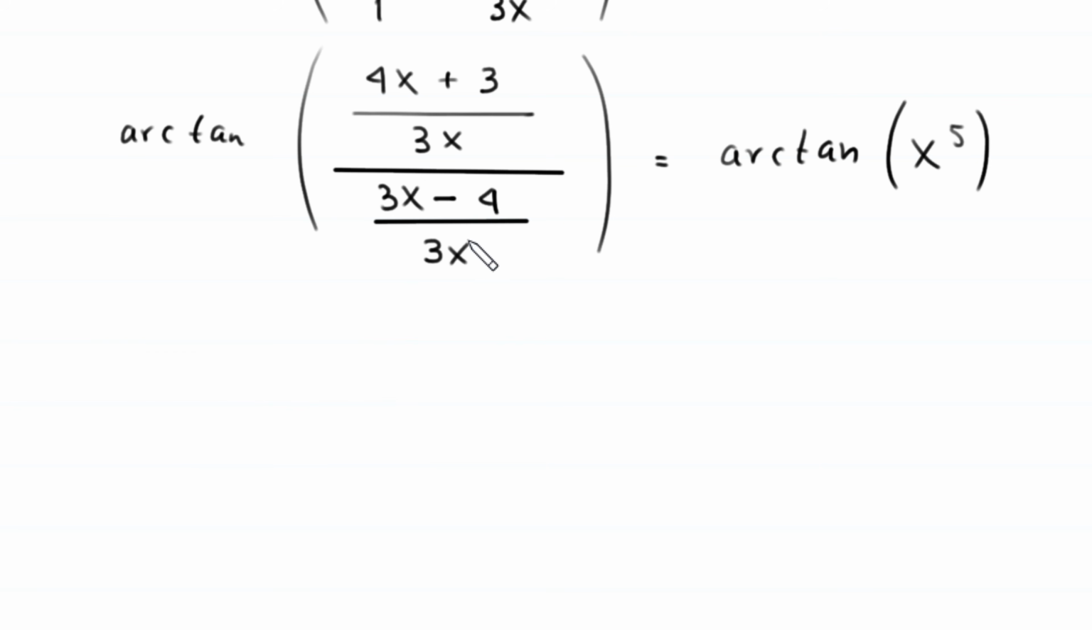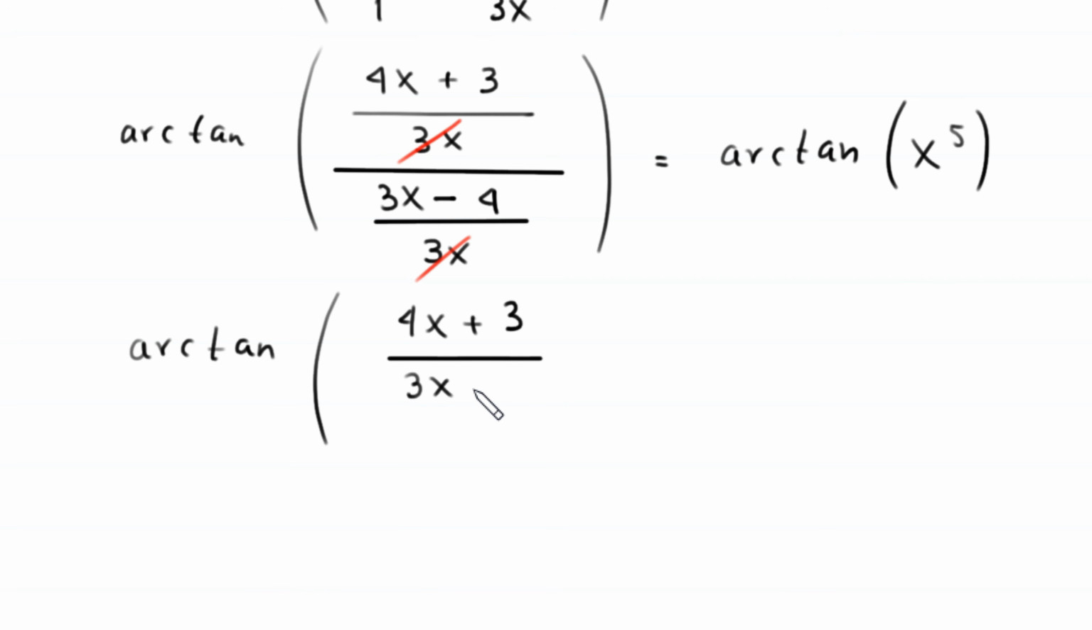Now this 3 times x will be cancelled out with this 3 times x, and we are left with arctan of, in the numerator we are left with 4 times x plus 3 divided by, in the denominator we are left with 3 times x minus 4, equal to arctan of x to the power 5.